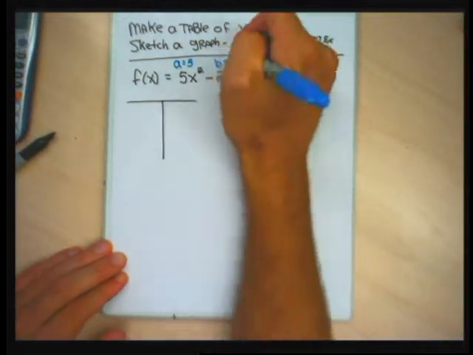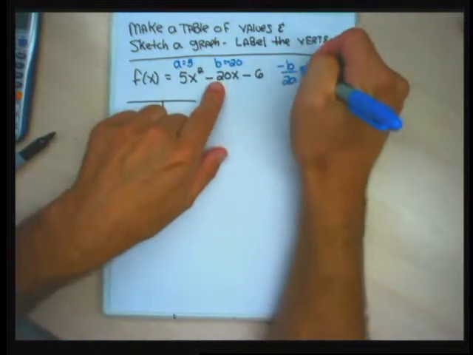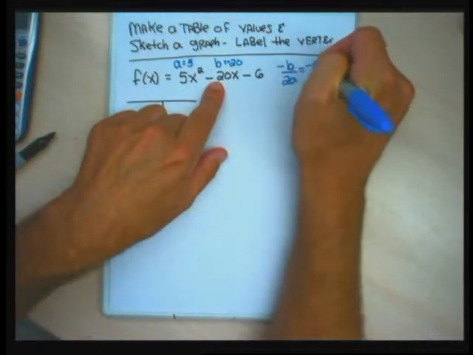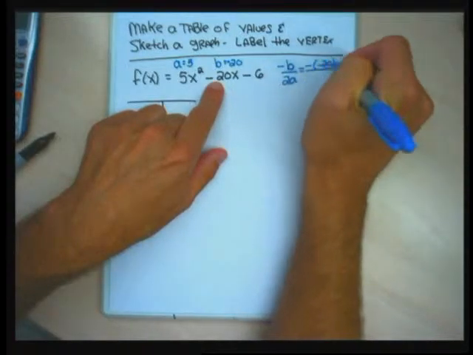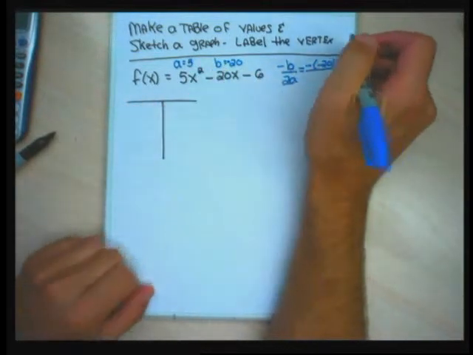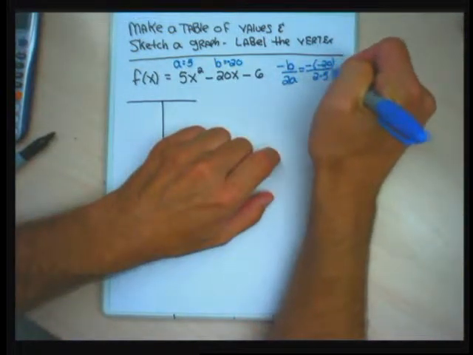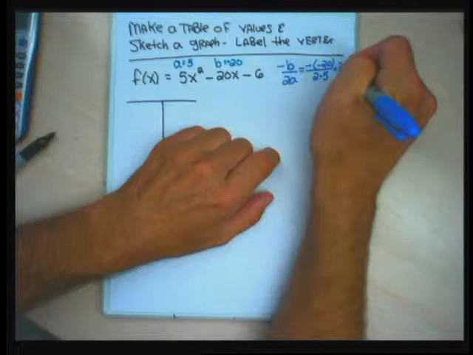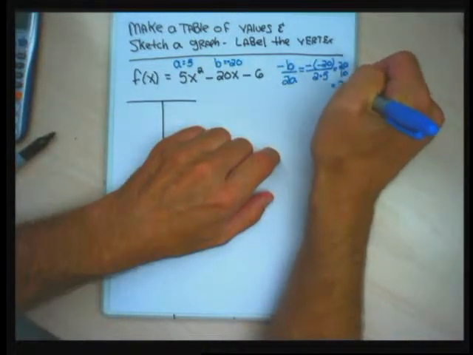So the b should be negative 20, the number in front of the x. So I'm going to go negative b. So negative, and then b is negative 20. And then over 2a is 2 times 5. So this is going to give me 20 over 10, which is 2.